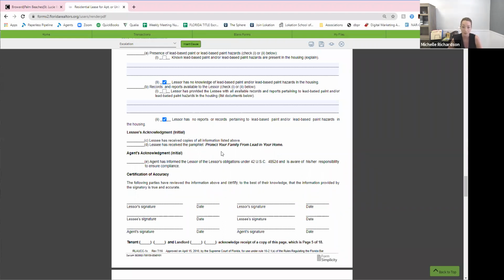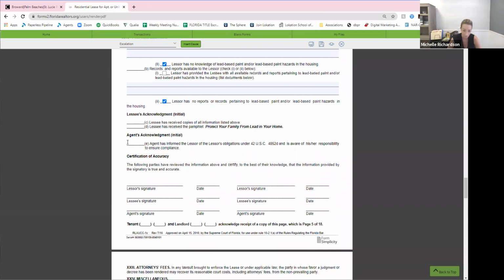You can email it to them, and the email will serve as an acknowledgement, but just make sure you do that. Agent's acknowledgement: Agent has informed the lessor of the lessor's obligations under 42, blah, blah, blah, and is aware of his or her responsibilities. What does this mean when you guys initial this?